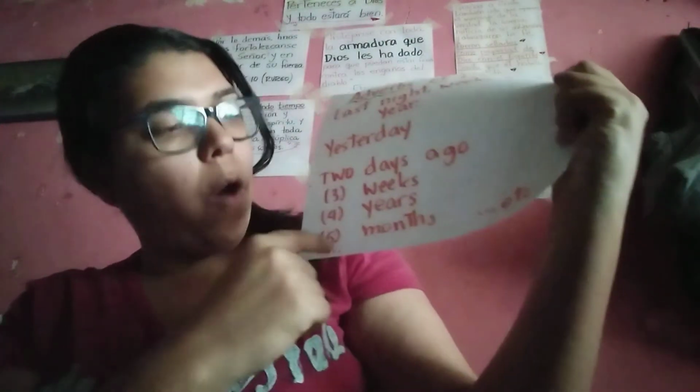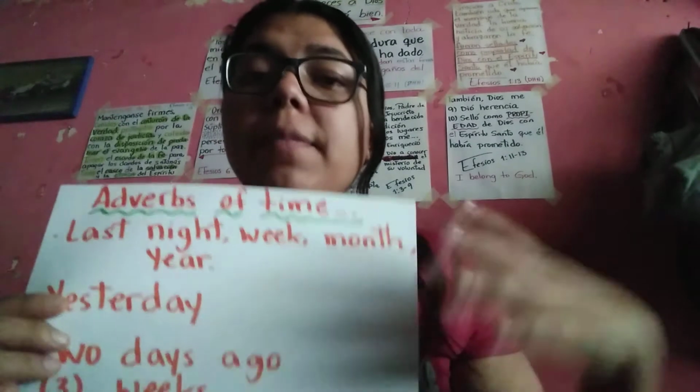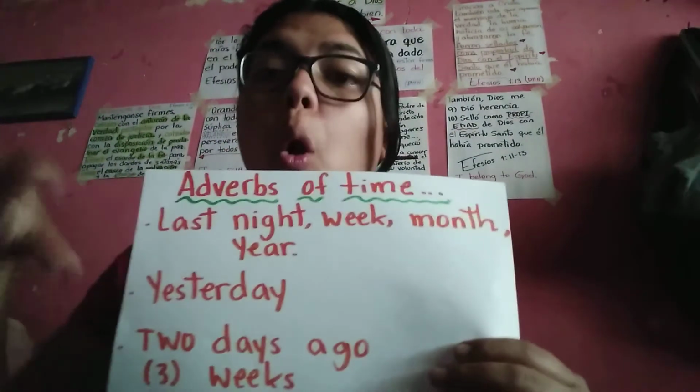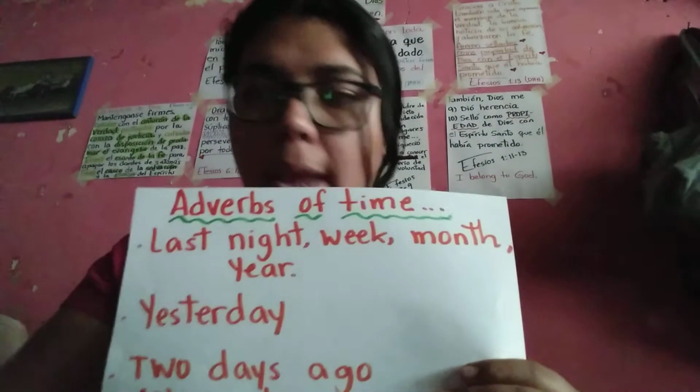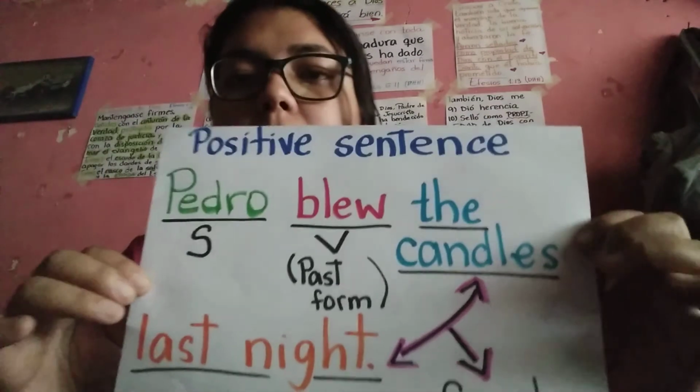4 years ago, 5 months ago, etc., right? So these adverbs of time are going to be also in the complements, right? So I want to show you now how to write a positive sentence in past tense, all right?